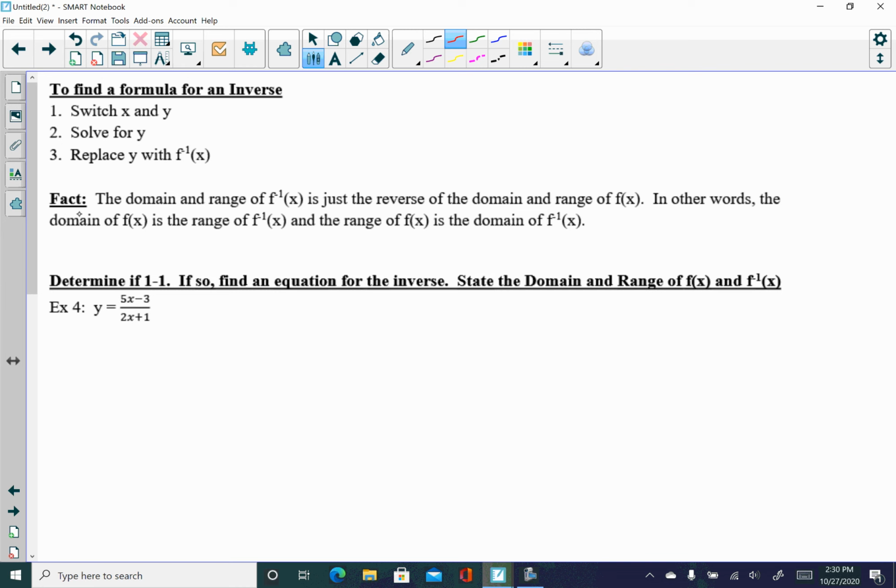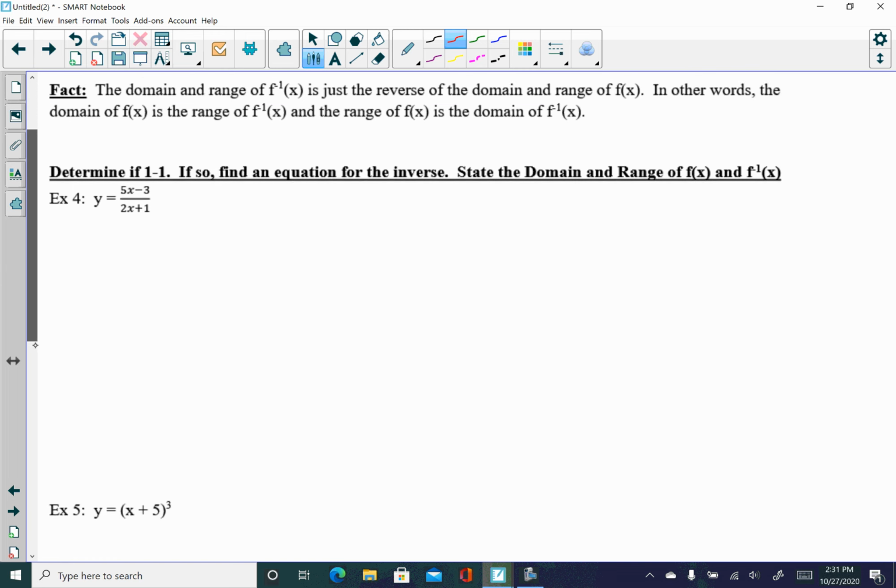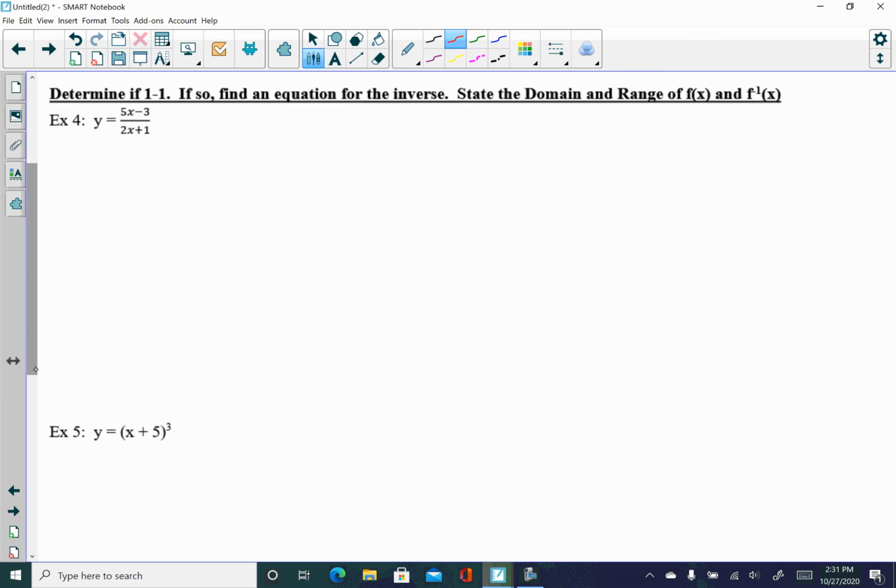The fact down here just below that is that the domain and range of the inverse is just the reverse of the domain and range of your function. In other words, the domain of your function will be equal to the range of the inverse, and the range of your function will be equal to the domain of your inverse. I'll illustrate that for you down here below in example 4. I'm actually going to do example 4 with you. I'll let you try examples 5 and 6 because they're a lot easier, but I'll do example 4 here with you.